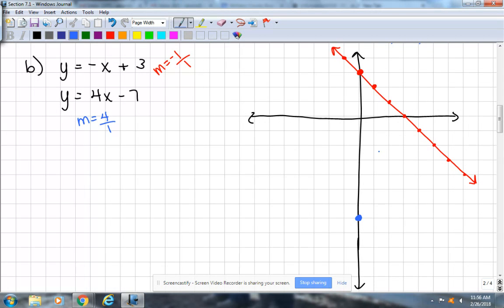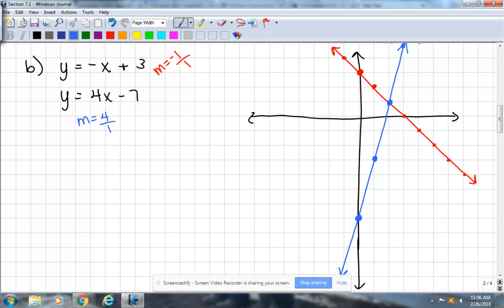So I'm going to go up 4, right 1, do it again, and I can already see I'm going to intersect right there. I barely have room for one more point. So I connect those points with a straight line.